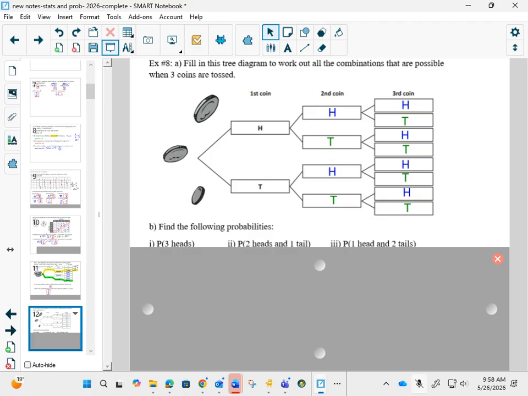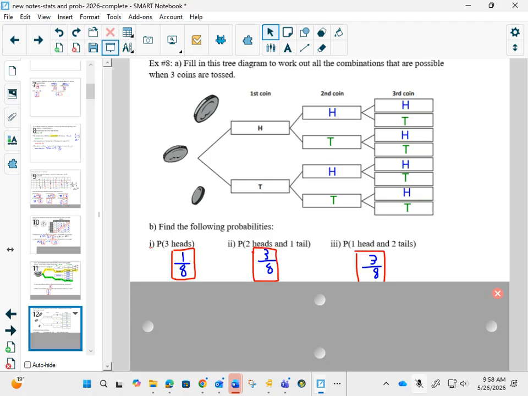Okay. What's the probability of getting all 3 heads? Do you see the total? How many possibilities are in total? Yes, 1 and 8. There's 8. So now the probability of getting 3 heads would be 1 in 8.